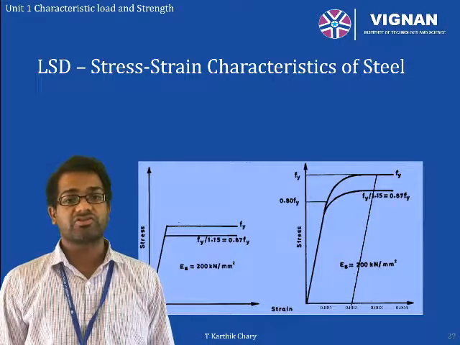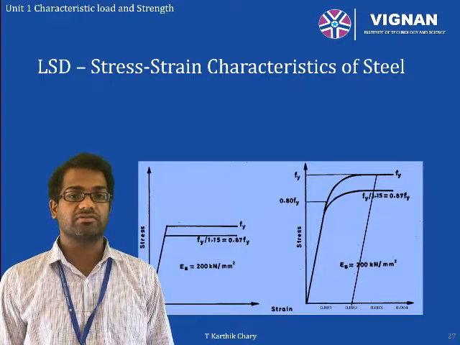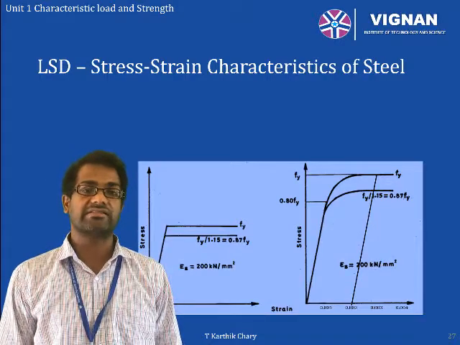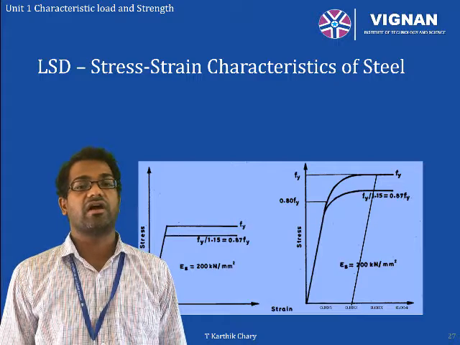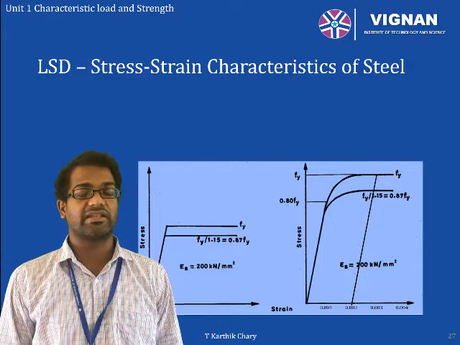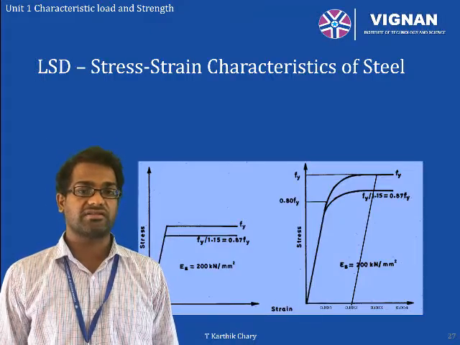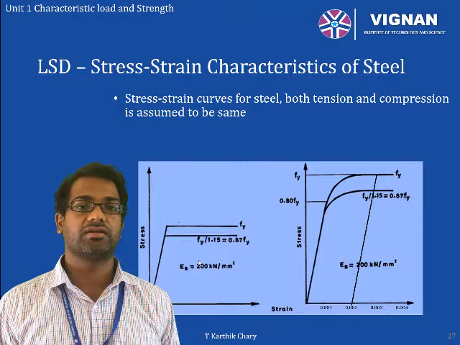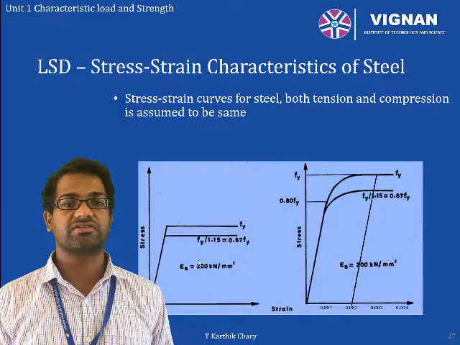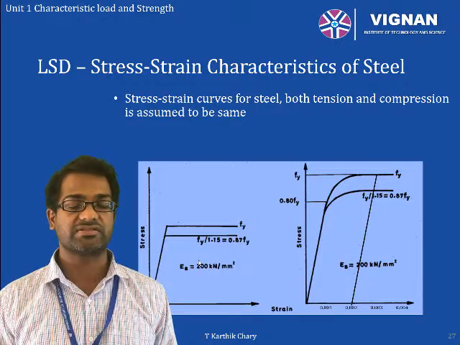Proceeding further, the stress strain curve for steel is also important in order to make the designs. There are two diagrams which you can see here. The leftmost figure shows the stress strain curve for mild steel, and the right side figure shows the stress strain curve for high yield strength deformed bars. Mild steel has a definite yield value, so we can easily understand the maximum strength in mild steel.